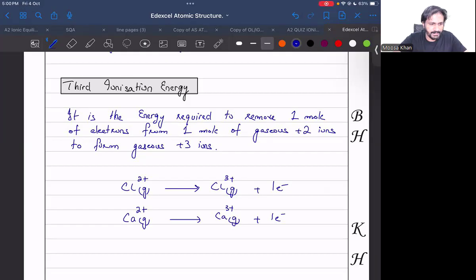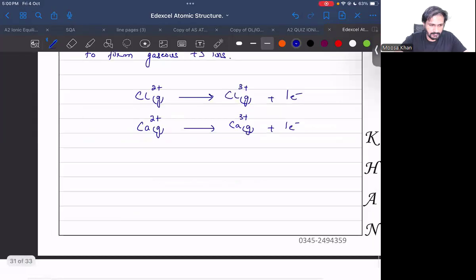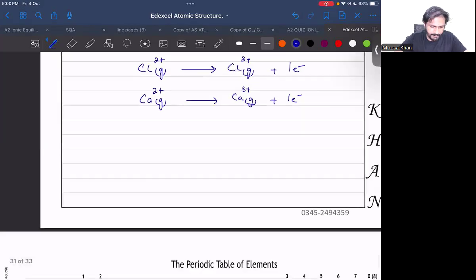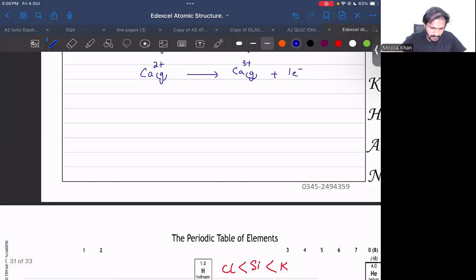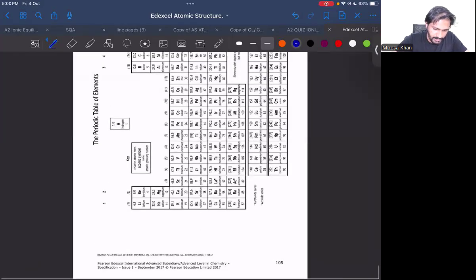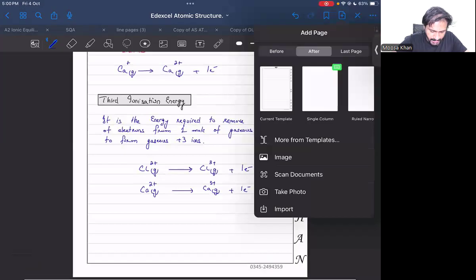Got it? Okay, let me just show you the values of these ionization energies.